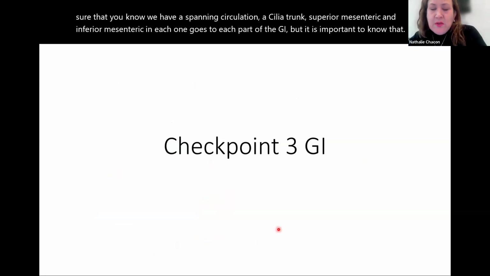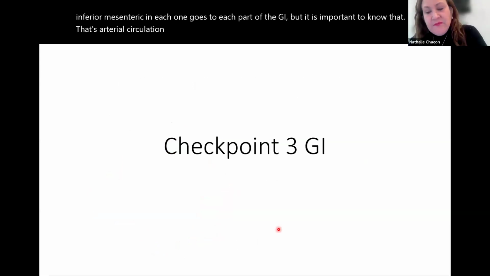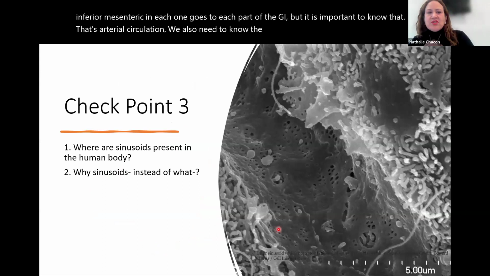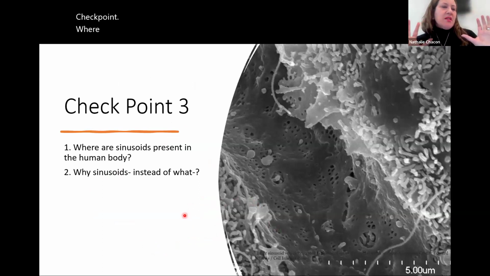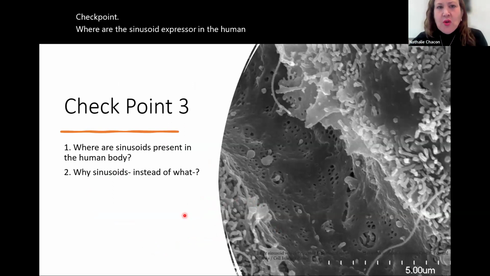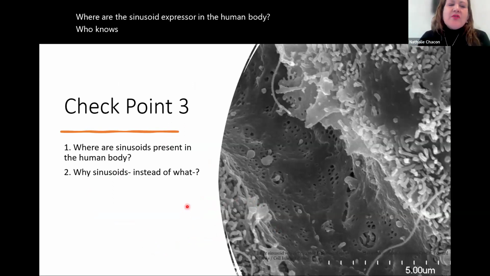That's arterial circulation. We also need to know the vein circulation and the portal circulation. Checkpoint. Where are the sinusoids present in the human body? Who knows about this? Why sinusoids? And instead of what? Why?